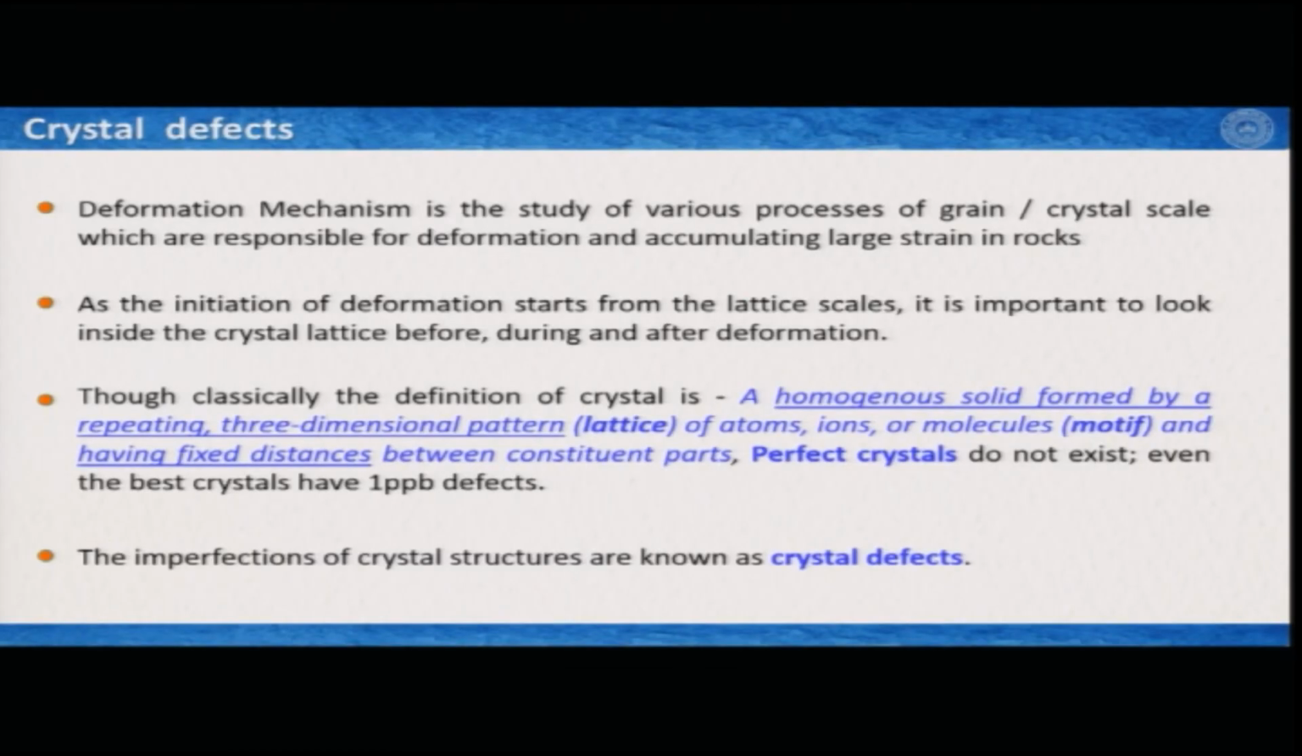Now, we know that a crystal is generally the unit, we call it a lattice, and within the lattice we have the elements which we call motif. Now, when we define a crystal, or what we have learned so far from our chemistry or physics lectures, classically a crystal is defined as what is written here: a homogeneous solid formed by a repeating 3-dimensional pattern, which is your lattice, of atoms, ions or molecules, which are your motifs, and they have fixed distances between the constituent parts. Now, this sounds like a very homogeneous solid, where they have equal or fixed distances between their constituent parts, their compositions or individual motifs are very similar and so on.